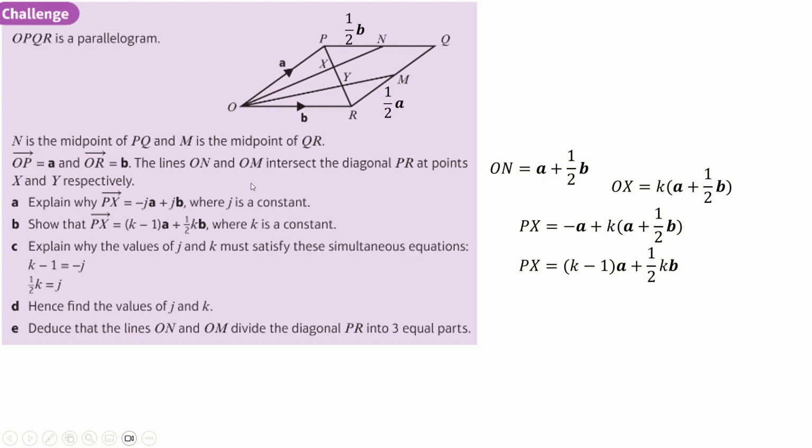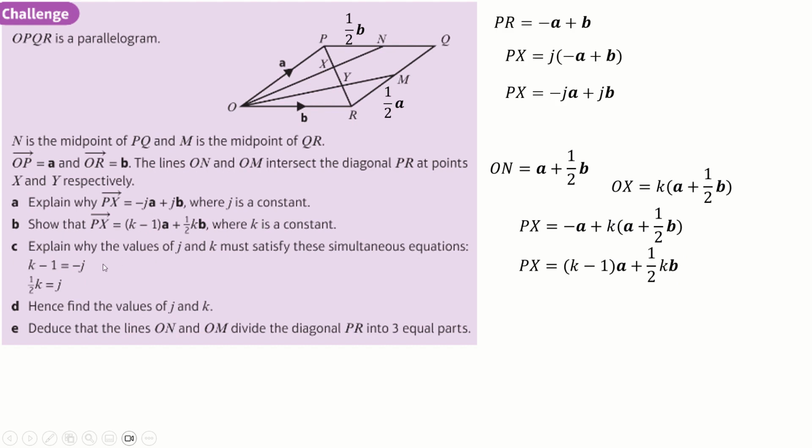So let's do the first thing. And to do that, of course, I'll just go the other way around. I'll talk about p to r first, this one here. Now, p to r is clearly minus a plus b. And so p to x is just some amount of p to r, because it's just a smaller amount of the whole thing. So just call that j, because that's what they've done, and expand that out, and you get what they wanted there. So that's a and b done.